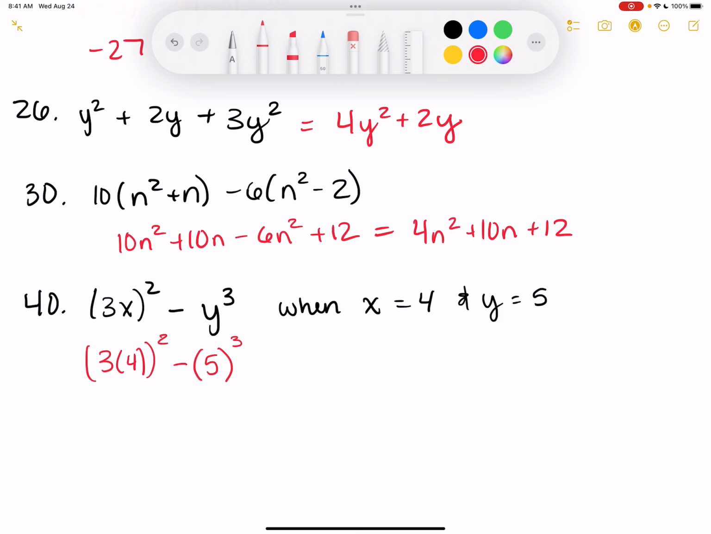So what does this give me? Yeah, 144. We'll just skip some steps. Minus 125. Yes, I think so. And so then that gives you, what is that, 19? I think so.